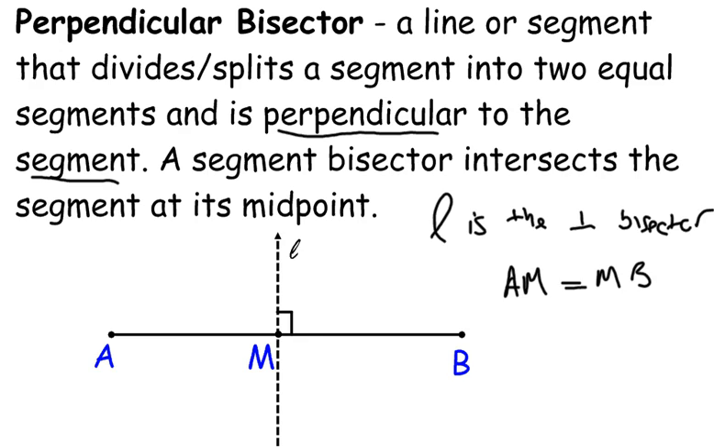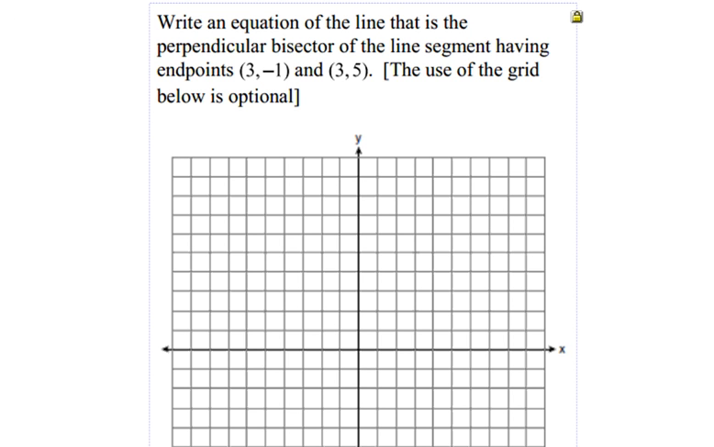All right, so let's work out some problems. Write an equation of the line that is the perpendicular bisector of the line having endpoints 3, -1 and 3, 5. The use of the grid is optional, but we are going to use the grid. So I'm going to begin by plotting the points 3, -1, that's here, and 3, 5. That is 2, 3, 4, here.